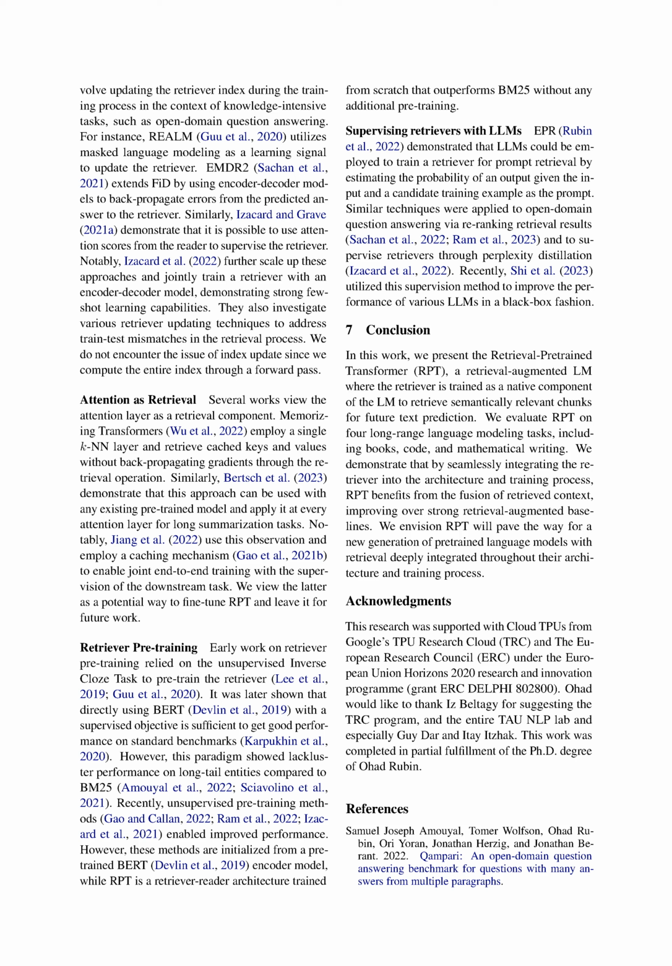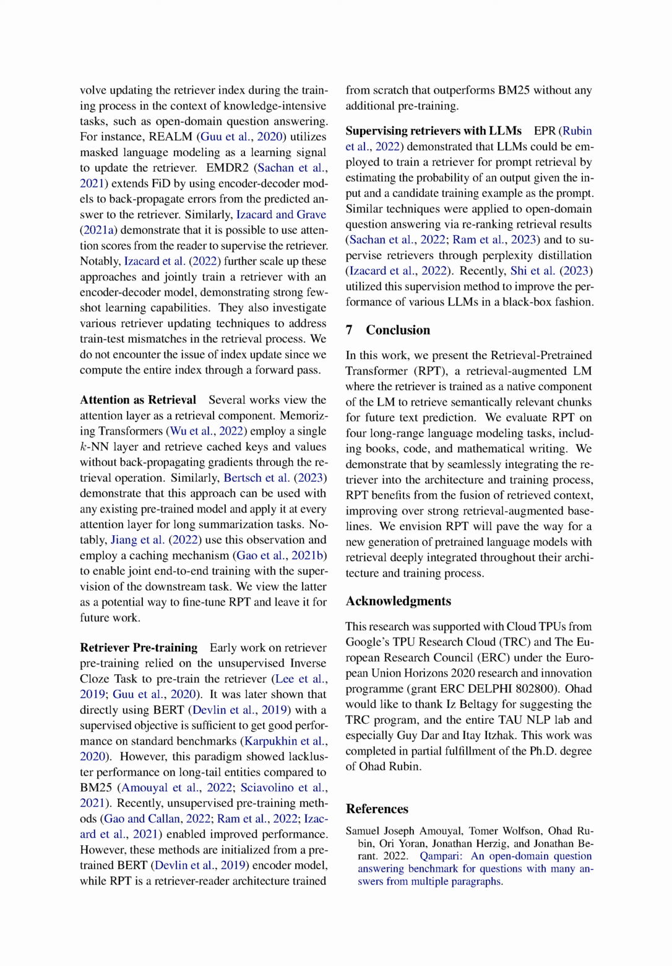EMDR2 improves on FID by using encoder-decoder models to trace back errors from the predicted answer to the retriever. Moreover, it has been shown that it is feasible to use attention scores from the reader to guide the retriever. Significantly, there have been attempts to further scale up these strategies and jointly train a retriever with an encoder-decoder model, exhibiting impressive few-shot learning capabilities. There's also exploration around different retriever updating techniques to manage any discrepancies between the training and testing stages of the retrieval process. In our work, we avoid the issue of index update, as we compute the entire index in a single forward pass.